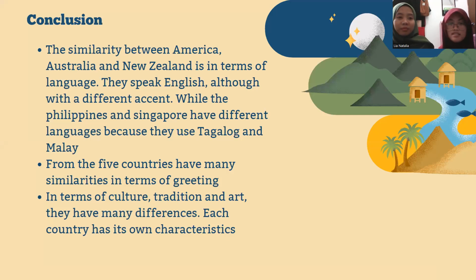In conclusion, the similarity between America, Australia, and New Zealand is in terms of language. They speak English, although with a different accent, while the Philippines and Singapore have different languages because they use Tagalog and Malay or Singlish.